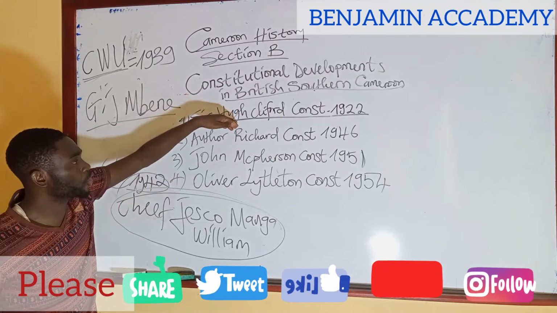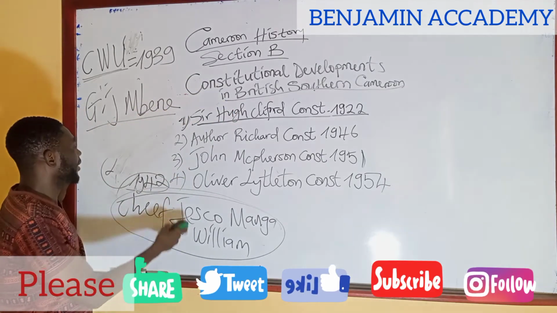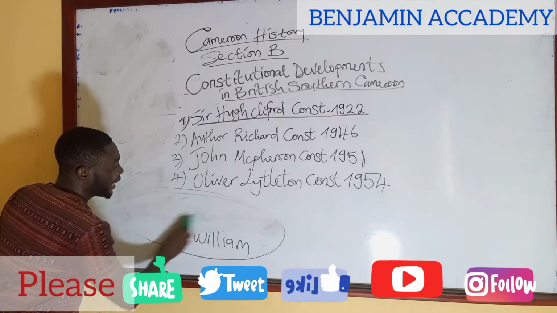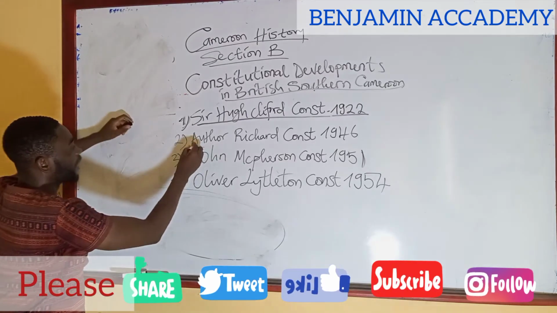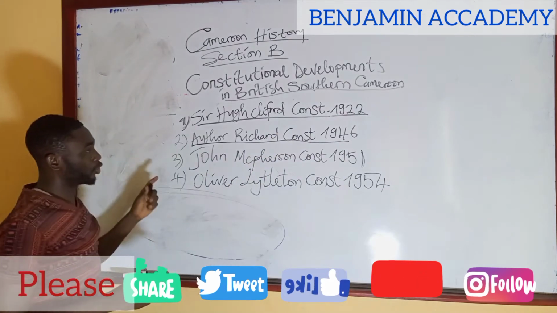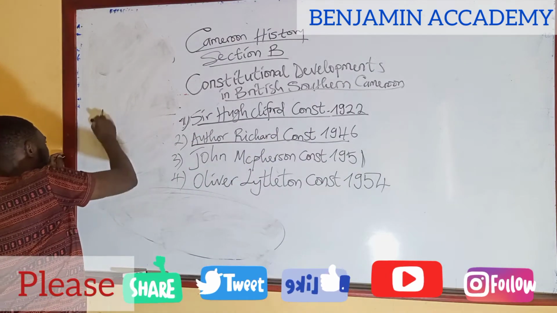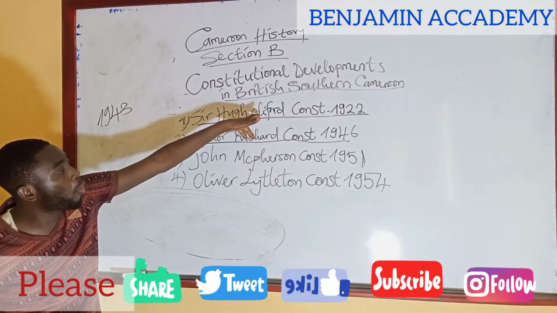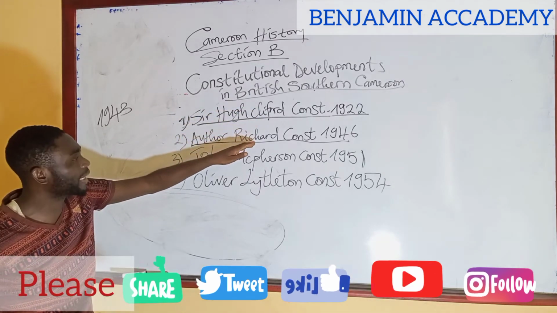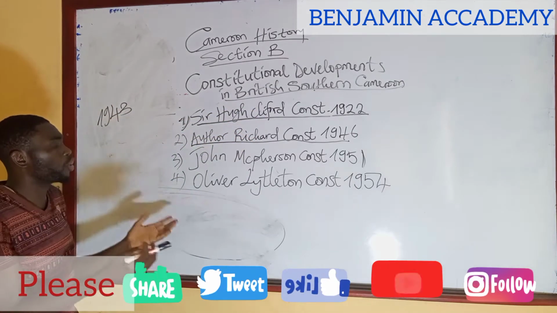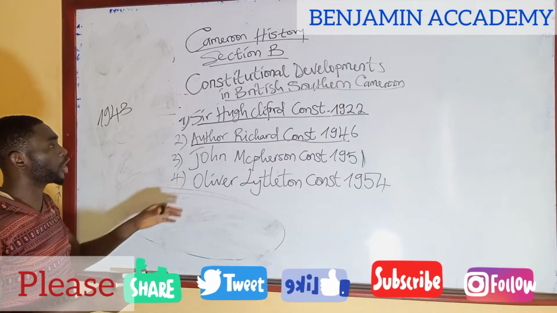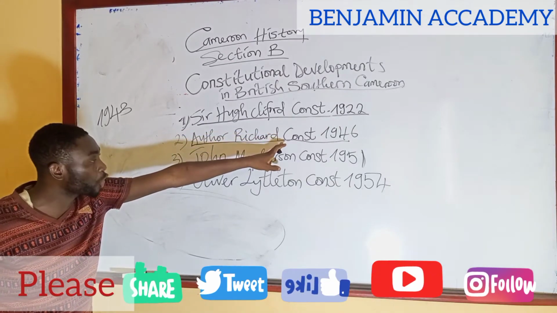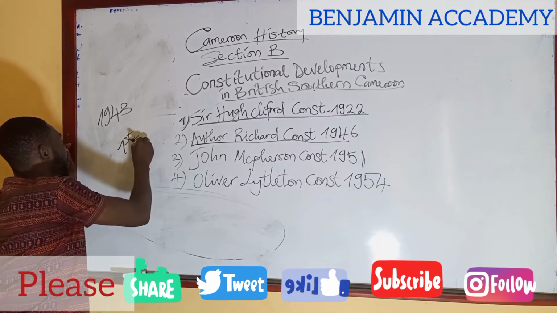Now, the Clifford Constitution was later replaced by the Richard Constitution. Otto Richard was a governor that was appointed by Britain to come and rule Nigeria and British Southern Cameroon. Richard was appointed in 1943 to replace Clifford. Now, when Richard came in 1943, his constitution was not immediately put in place. His constitution was put in place in 1946, but the constitution started functioning from the 1st of January 1947.